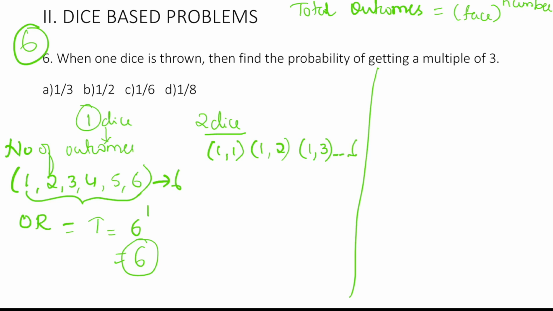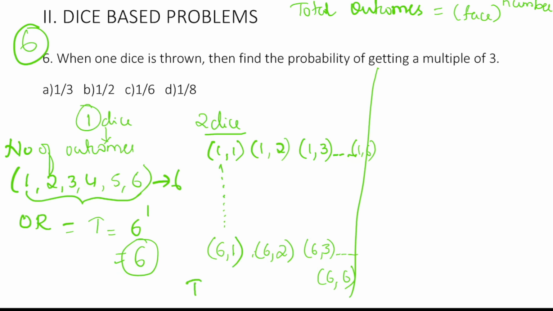Like that we can get 1 on one dice, 6 on another. So in the same way it can go on, getting 6 on one dice and 1 on another, 6 on one dice and 2 on another, 6 on one dice and 3 on another, and so on, till 6 on both the dices.